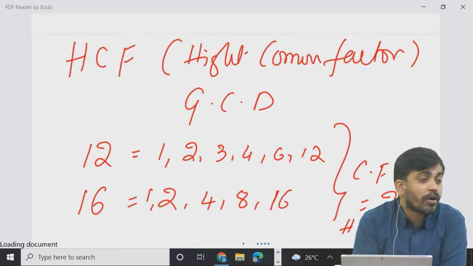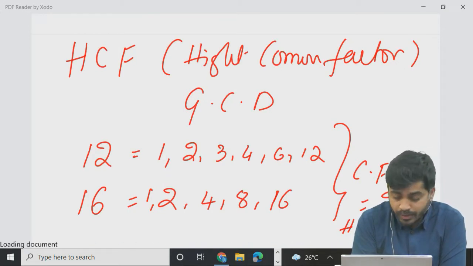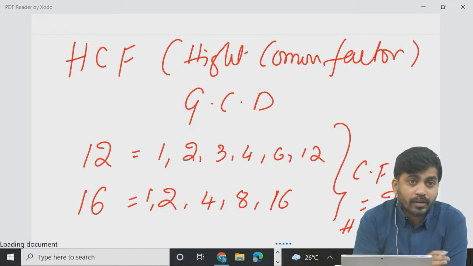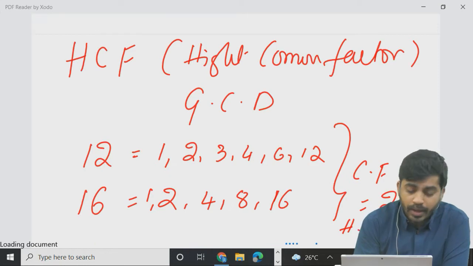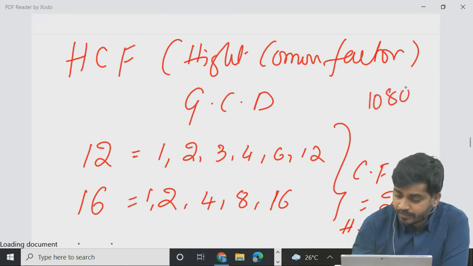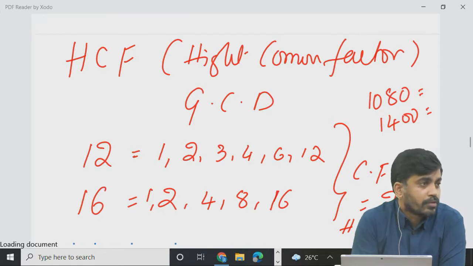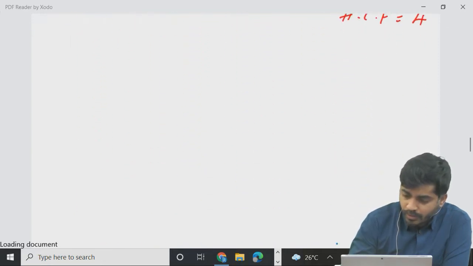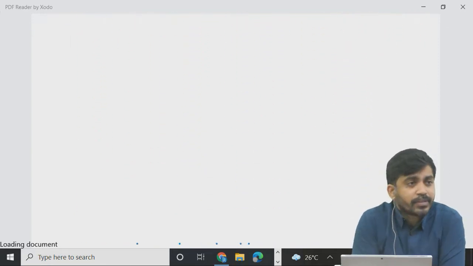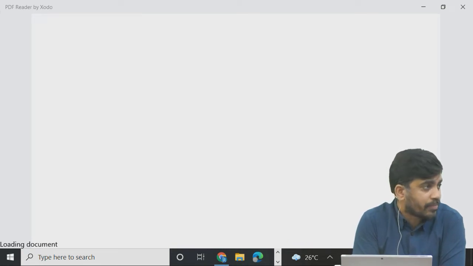But it is not possible when numbers are big. It is not possible every time to write all the factors manually. Suppose numbers given are 1080 and 1400. So this method is not a recommended method. What is the traditional method? It is called the division method.